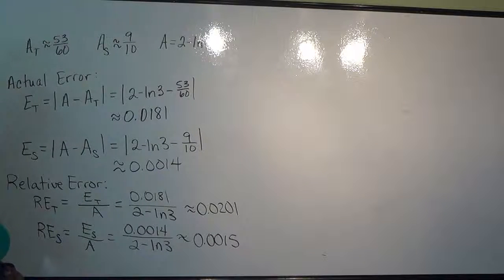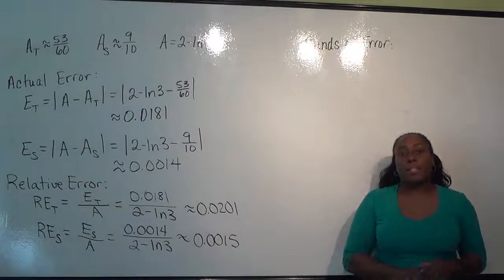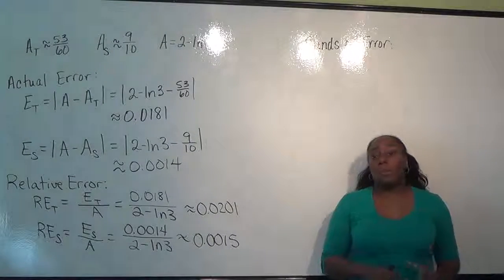rule. Okay. Now in general, when we're looking at the two rules, if I have something that is much more curved in the general graph of the function, my Simpson's rule is going to be a much better approximation. If it has a more linear aspect to the graph, then my trapezoid rule is going to be much better. The last thing to talk about is the bounds on the error.